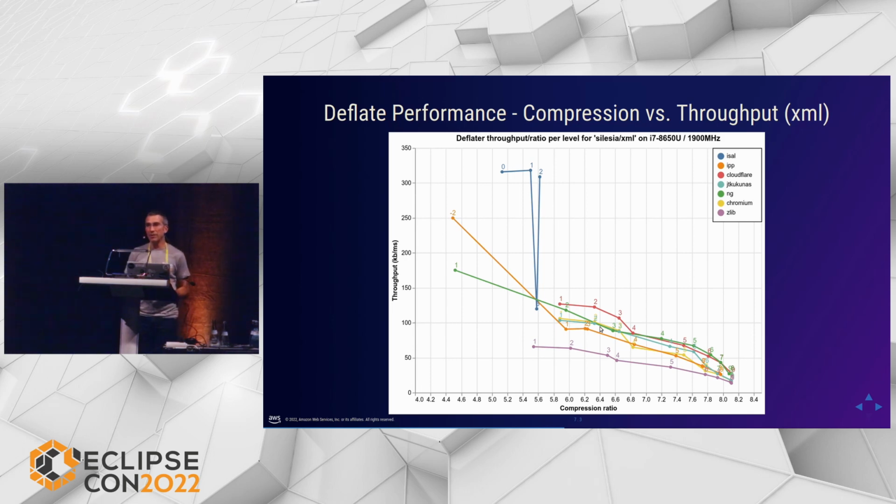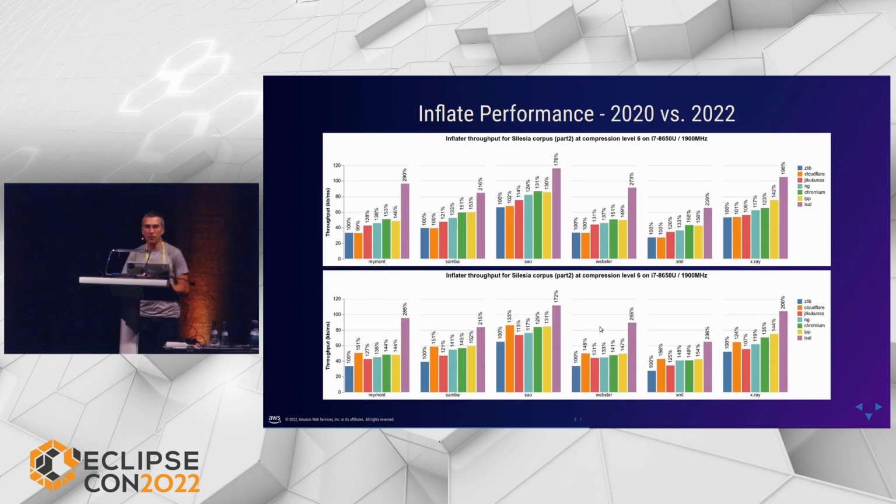So depending on your text, if you, for example, know that you're always compressing XML data, it might make sense to choose a different compression level to get the right balance between the time you spend during compression and the compression ratio. And this is the same graph for inflation.